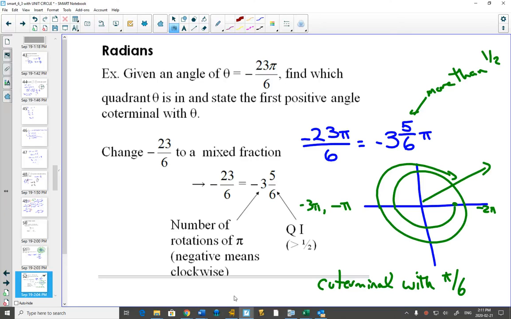If the fraction reduces, like if I had 8 pi over 6, that reduces to 4 pi over 3, it's part of the pi over 3 family. So the fraction does have to be in lowest terms for that to work, but in these cases it was.